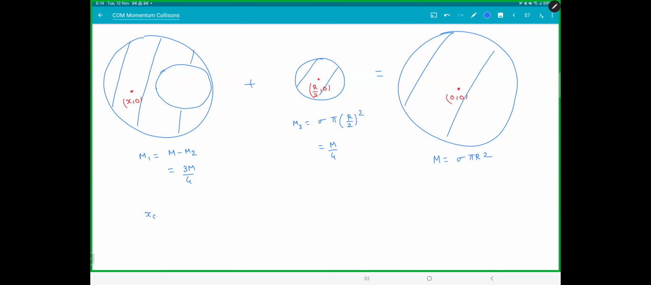Then you're done. So x center of mass will be m1 x plus m2 r by 2, divided by total mass m1 plus m2. This must be 0 because that is the center of the disk. So 3m by 4 x plus m by 4 into r by 2 equals 0. X is equal to minus r by 6. This is how you handle cavity problems.